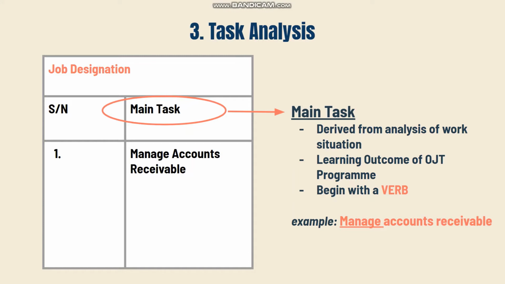The first component of the task analysis is the main task. The main task should include the learning outcome of the OJT program and should be derived from the analysis of work situation. It should always begin with a verb as well. For example, in the case of an accounts assistant, one of the main tasks is to manage accounts receivable. Hence, the main task should start with the verb: manage accounts receivables.